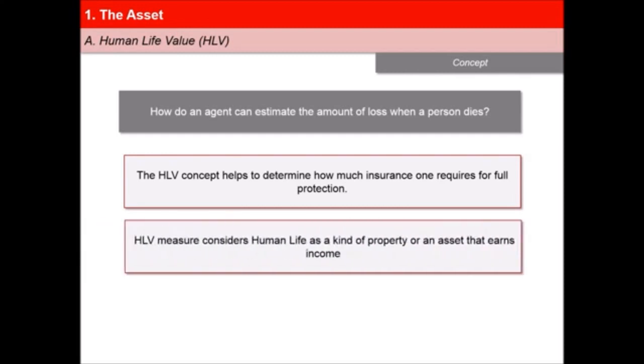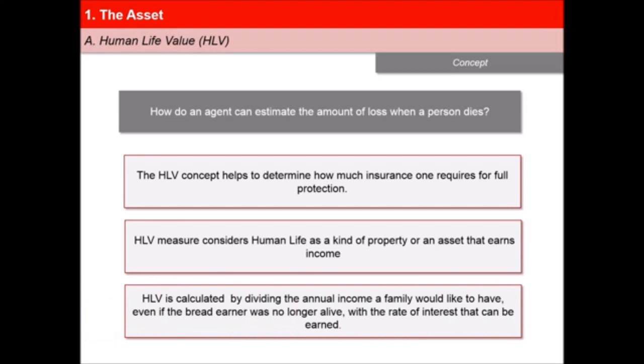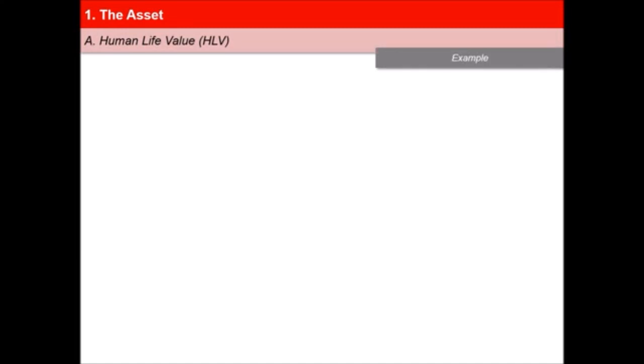HLV measures the value of human life based on an individual's expected net future earnings. Net earnings is the income a person expects to earn each year in the future, less the amount he would spend on self. We use a simple formula to calculate HLV, which is the annual income of a family divided by the interest rate that can be earned. Now let us learn how to calculate HLV with the help of an example.